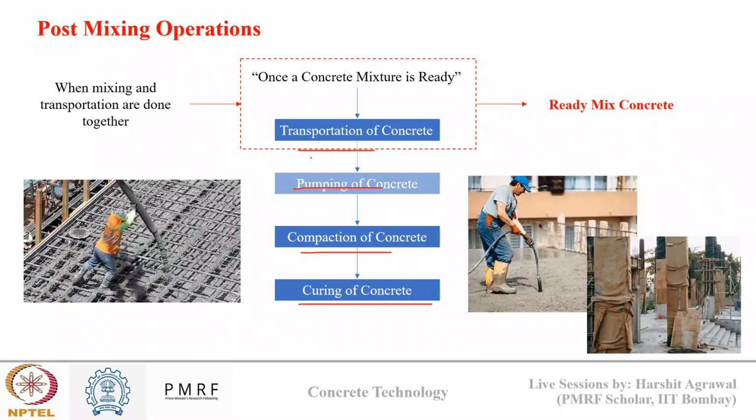Now, for conventional concrete, mixing and transportation is a separate thing. So we do mixing at the batching site, and then the concrete is transported to the site. However, when mixing and transportation is done together, it is known as ready mix concrete.